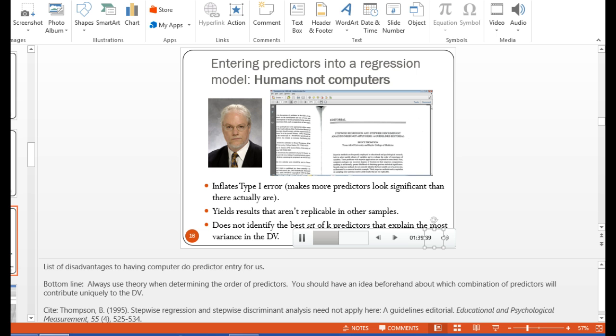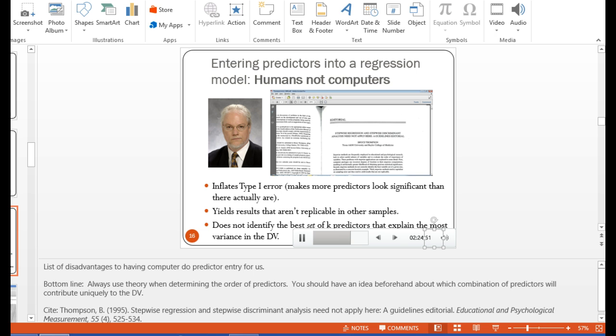Finally, these methods of computer decisions regarding predictor entry into the model don't identify the best set of a certain number of predictors that explain the most variance in the DV. To my knowledge, there's no computer program that currently exists that allows you to take 30 predictors and tell the computer, I need the 5 best ones that predict the most variance. All of the different entry methods that are available, the backward, the forward entry, the stepwise entries, do not give you that best set of predictors, and I will show you why in the next segment in a screencast.